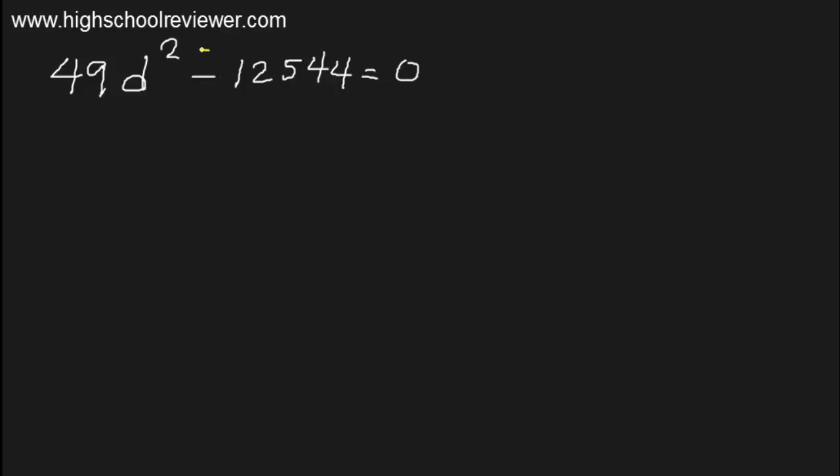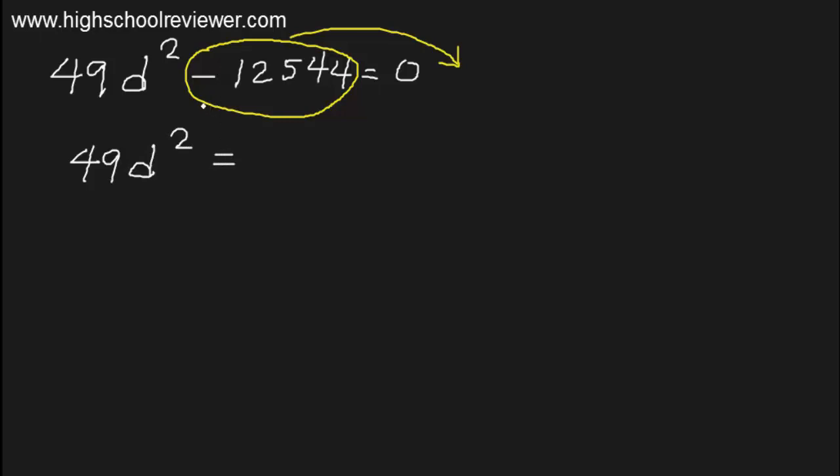12,544. So we need to transpose this to the other side. So transposing, what will be left on the left side will only be 49d squared. And if we transpose negative to the other side, this will become positive 12,544. And to find the value of d, we need to cancel out 49 from 49d squared. So to cancel out, we are going to divide both sides of the equation by 49.